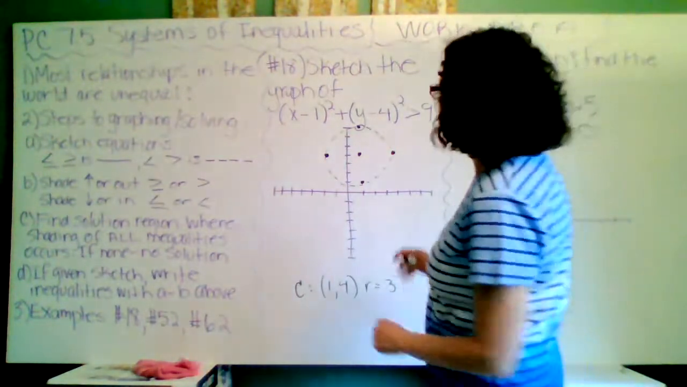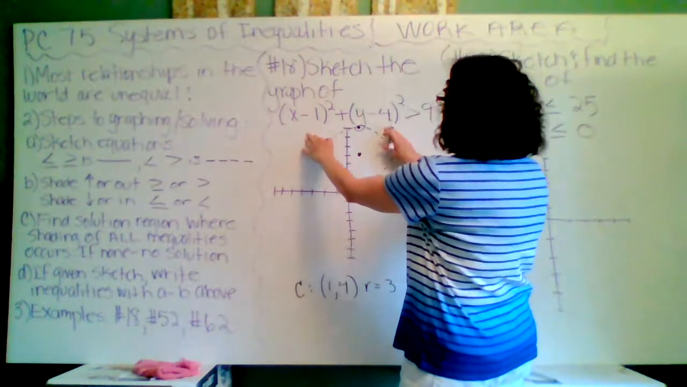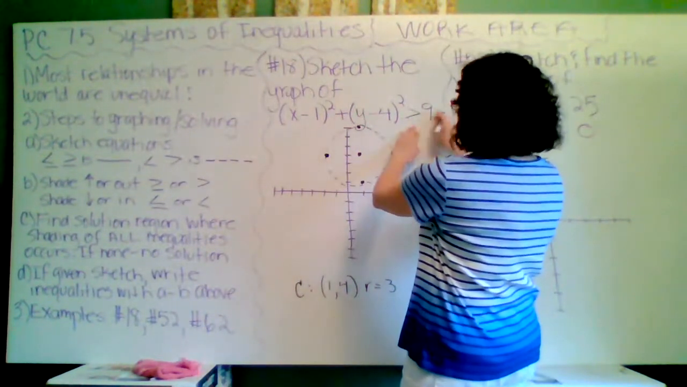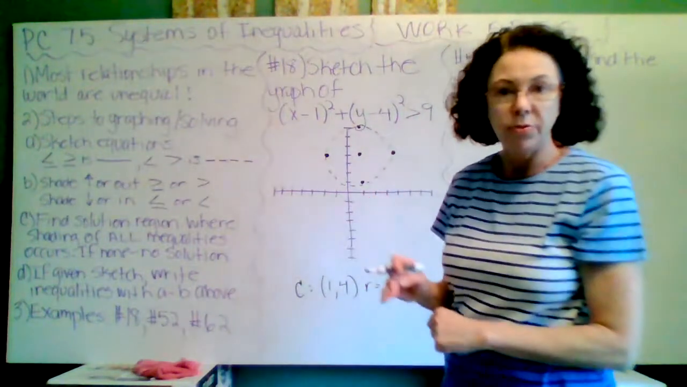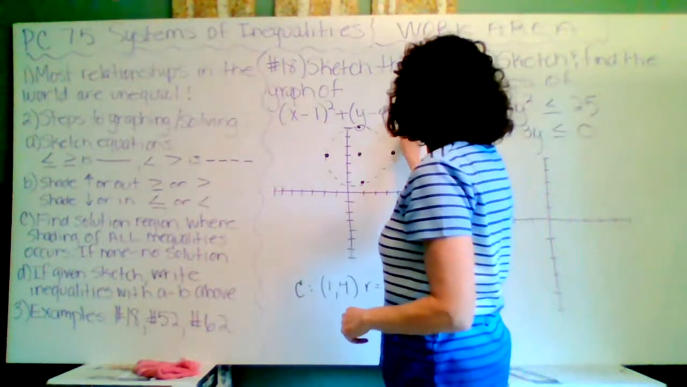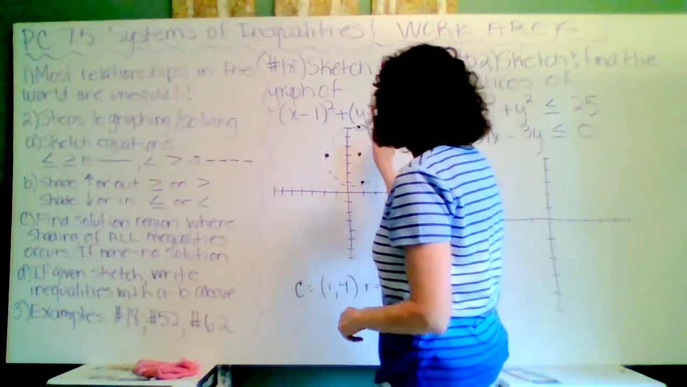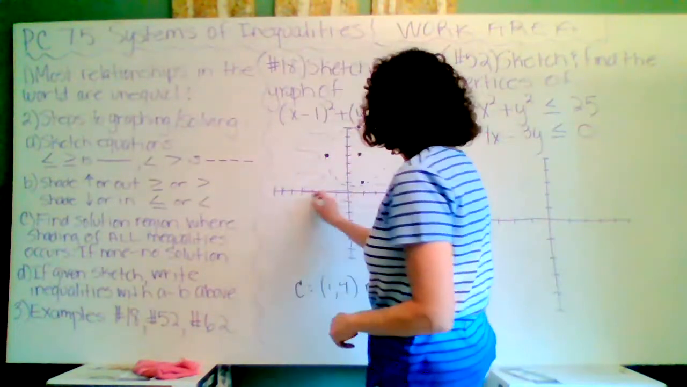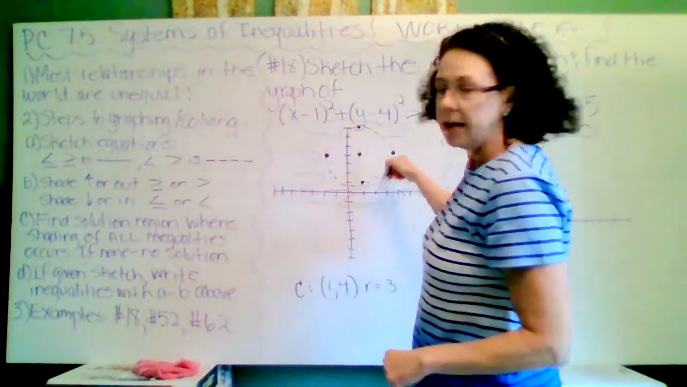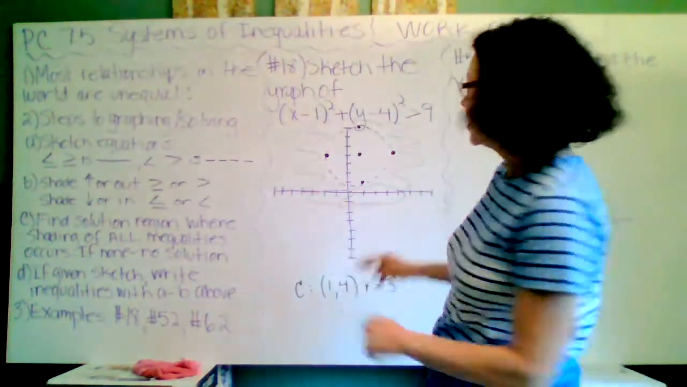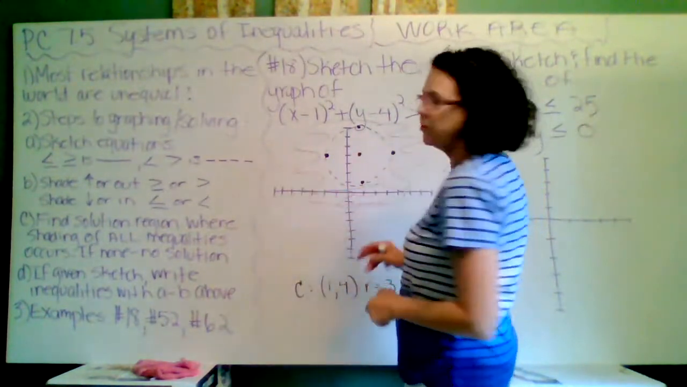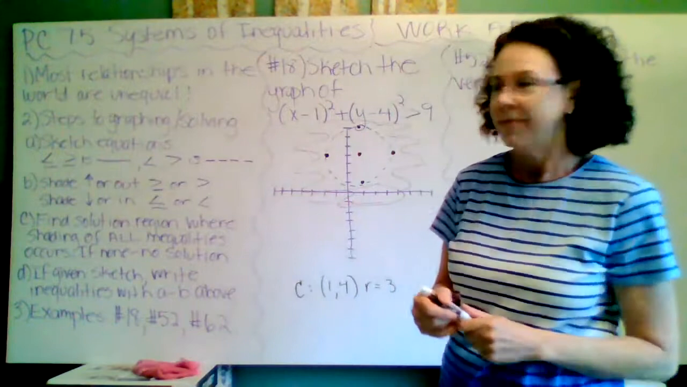Now, because they are looking for all the XY points greater than 9, which means greater than a radius of 3 squared, we are going to shade on the outside. All of these XY points, if you put them into the inequality, would make it true. All these XY points would be, from this point, a radius greater than 3.